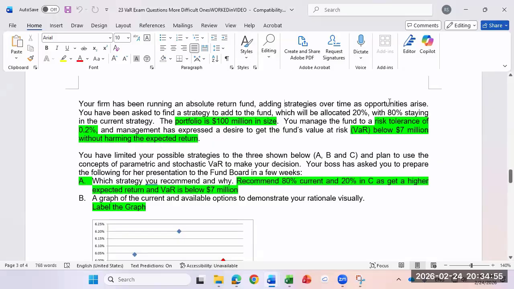They want to add strategies over time as those opportunities arise. You have been asked to find a strategy to add to the fund. You're going to allocate 20% to it, and 80% stays in the current strategies. Sounds a lot similar to the last one. It's a $100 million portfolio instead of a $1 billion portfolio. The risk tolerance is 0.2 instead of 0.3. They want to get the VaR below 7 instead of 70 million without harming expected return. It's almost the same problem again, right? So A and B, you're going to get those down pretty easily. You just got to make sure you can put that long formula on the exam and not have a lot of math errors.